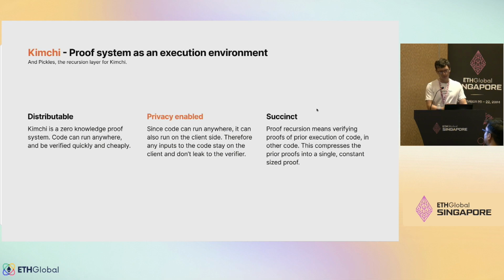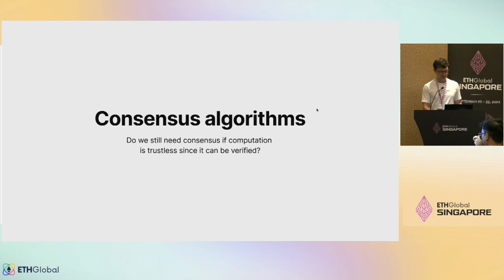The third property is that it's succinct. Succinct means that it doesn't matter how much computation I want to prove. In the end, I will always get a constant size proof that will never change its size, and that is also going to be verified in a constant amount of time. It's going to take a constant amount of effort to do that verification. This means that I can put infinitely many execution steps into one proof and only verify that, which obviously has super nice scalability effects.